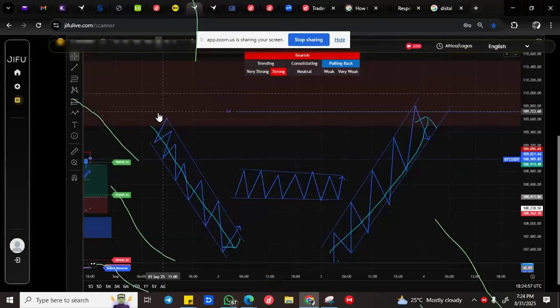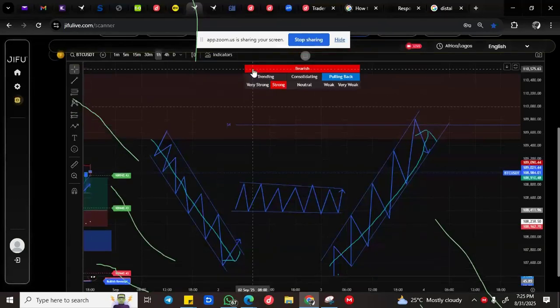Now, this is bearish. All right. If something is bearish, it's going down, right? But it's not trending to the downside. Neither is it consolidating like this. It is pulling back. The structure is bearish, but it is pulling back.